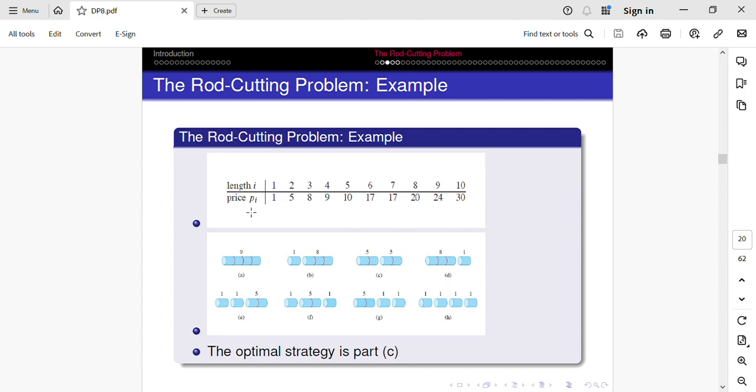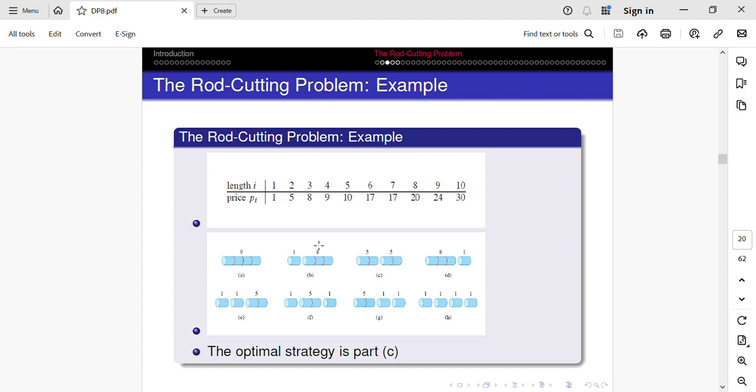The first picture shows the lengths and the corresponding prices of a rod of length i, and in the second picture we have an example of the rod cutting problem for a rod of length 4. There are 8 possible ways we can cut a rod of length 4. The first one is no cut at all, so the length is 4 and the price is 9.